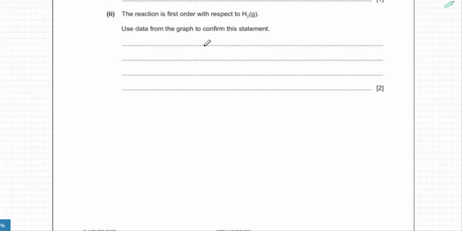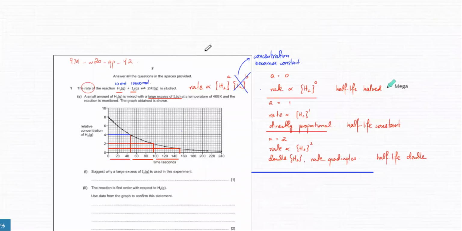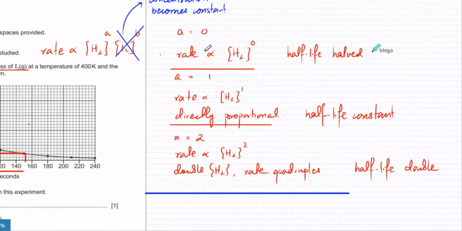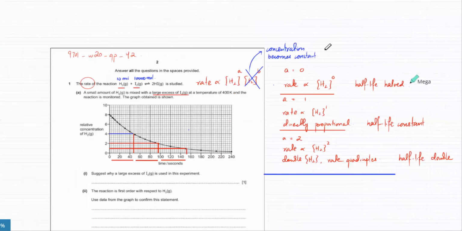You measure the half-life, tell them every second half-life is constant. And you're going to draw lines to show that. So remember, that's one method. That's one method of figuring out the order of the reaction. First one, so just a quick revision.